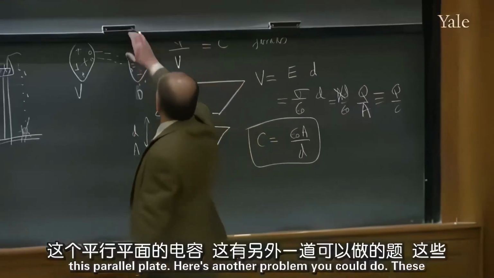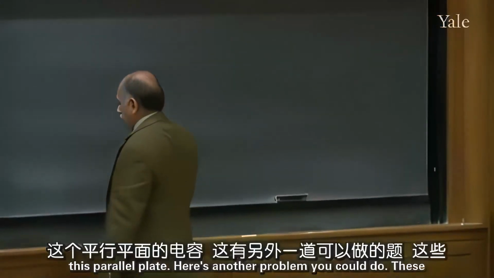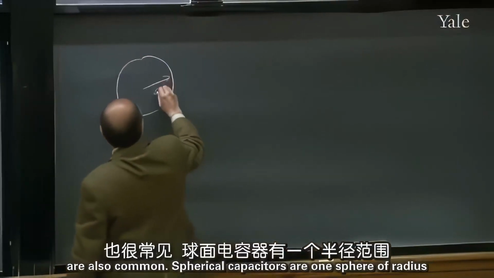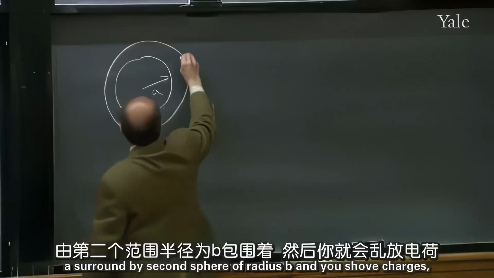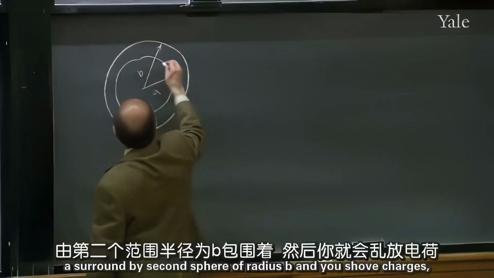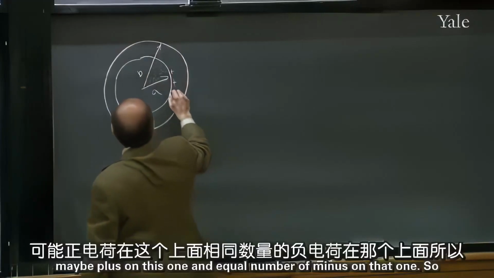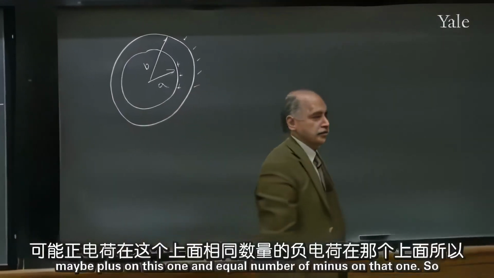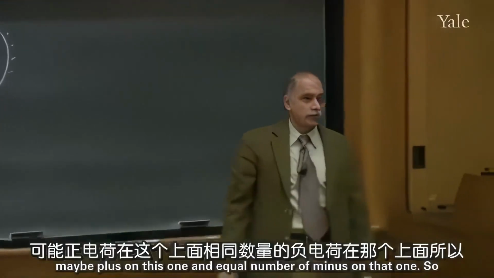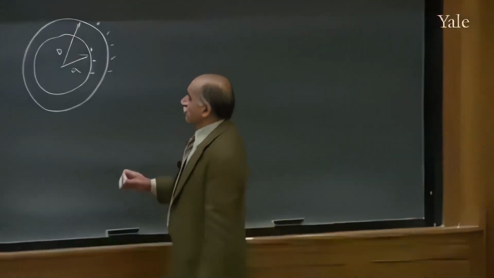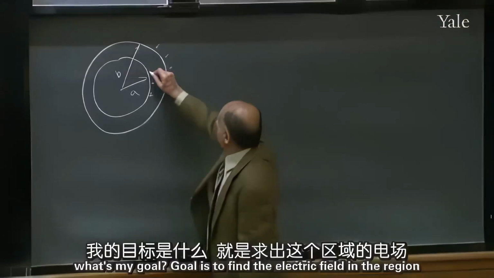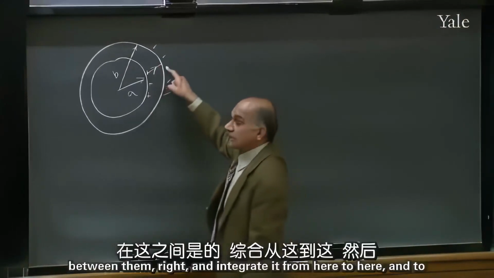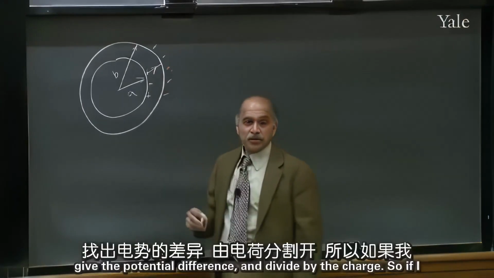Here's another problem you could do. These are also common. Spherical capacitors are one sphere of radius A surrounded by a second sphere of radius B, and you shove charges, maybe plus on this one and an equal number minus on that one. So what's my goal? The goal is to find the electric field in the region between them, and integrate it from here to here to give the potential difference and divide by the charge.